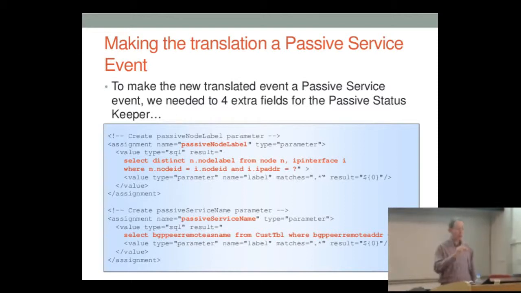And then because the passive status keeper needs four extra fields in order for it to work, we have these four separate sections now. We've got one here that goes out to find the label of the node. Again, that's a SQL query that goes off to Postgres based on the label, and it pulls that in. We've got another one that goes to find the service name, so we're selecting the BGP remote service name from our table and pulling that in.